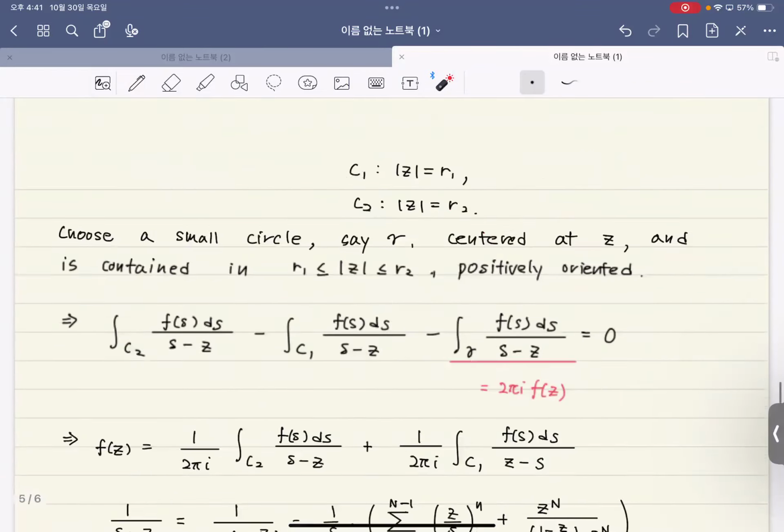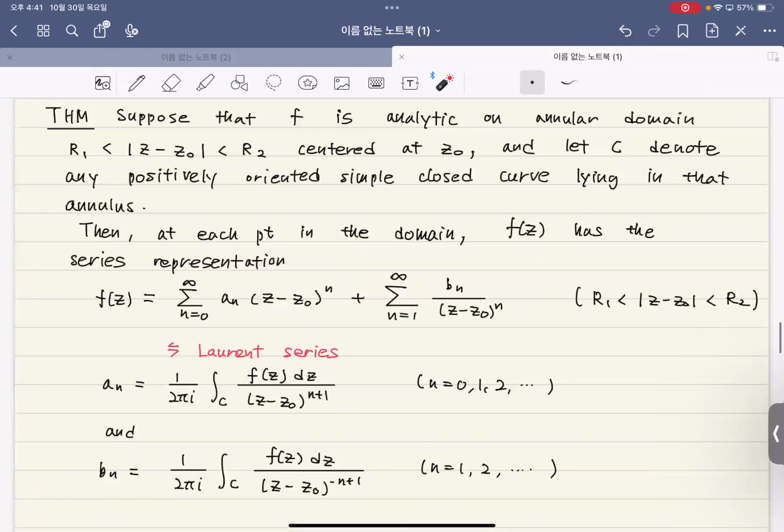Just one more remark on the two radiuses. I said this is the inner circle and this is the outer circle. But this number can be 0. If this number is chosen to be 0, that means your function is almost analytic in the disk of radius R2, but your function fails to be analytic at the precise center. That means your function has one singularity at this point, right?